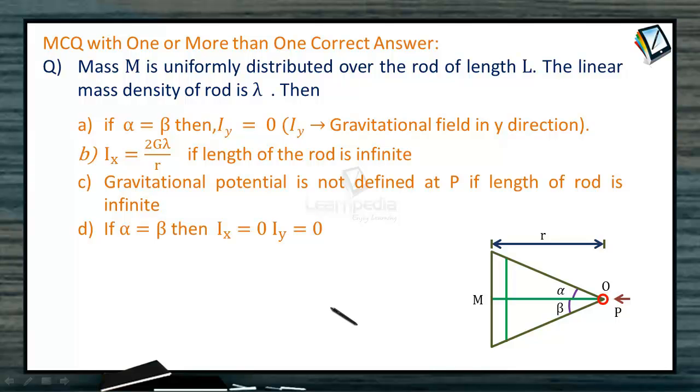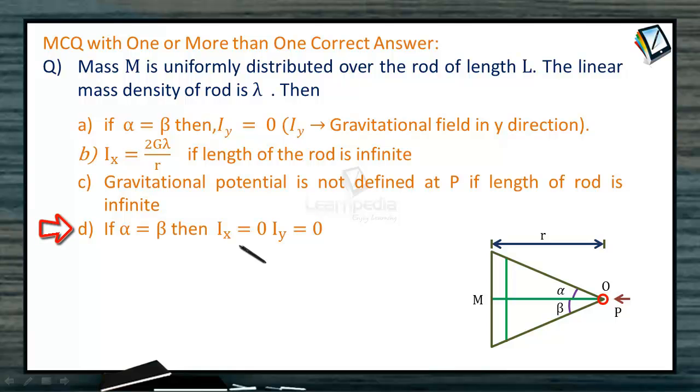MCQ with one or more than one correct answer. Mass M is uniformly distributed over the rod of length L. The linear mass density of the rod is lambda. Then, if alpha is equal to beta, then Iy is equal to 0, where Iy is the gravitational field in the y direction. Ix is 2G lambda by r if the length of the rod is infinite. Gravitational potential is not defined at P if the length of the rod is infinite.